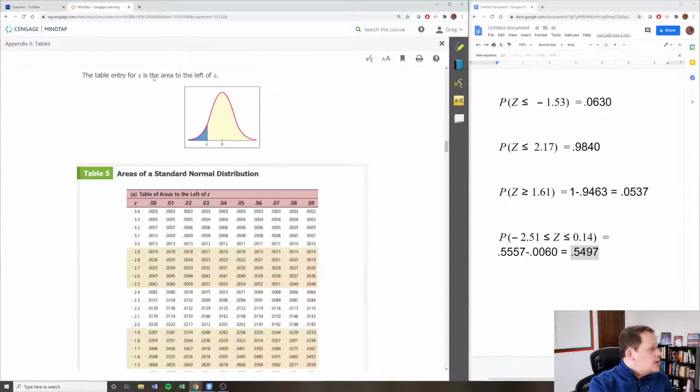But no matter which way you use, you should be sketching your curve first so you know what to expect. Is it going to be a high probability? Is it going to be a low probability? I don't want you to just mindlessly push calculator buttons or look at areas in the table. I want you to connect it to what it is you're trying to find. It is the area under the curve for a z-score.